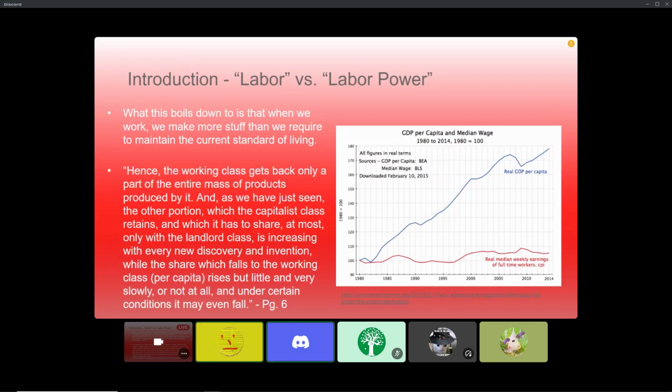There is another class, or two classes if you want to distinguish between industrial capitalists and landlords, but there are groups of people that consume products of human labor and yet do not contribute labor in the amount that they consume. And so their excess consumption, on the flip side, means that the working class gets back less than they produce. "And as we've just seen, the other portion, which the capitalist class retains and only has to share with landlords, is increasing with every new discovery and invention."